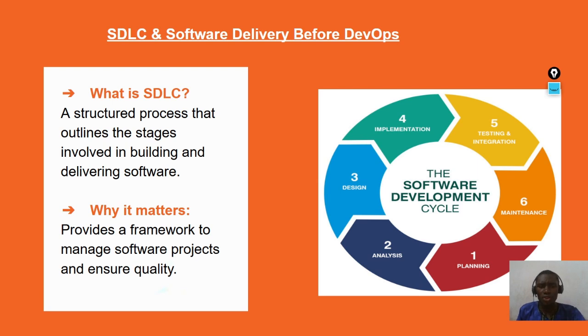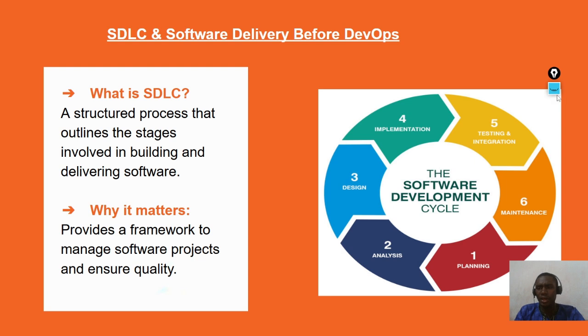So when we talk about software delivery lifecycle, it is just a structured process that outlines the various stages that are involved in building and delivering software. The various processes that an application has to go through, from the moment the idea of building that application has come to the owner of the application to the moment where that application is actually being built, deployed, delivered and is being used, is what we call software development life cycle.